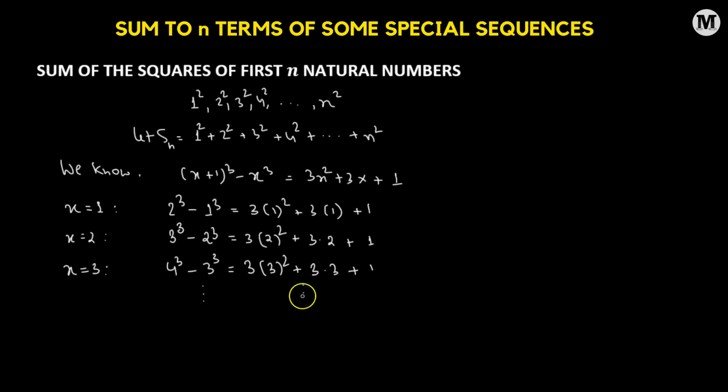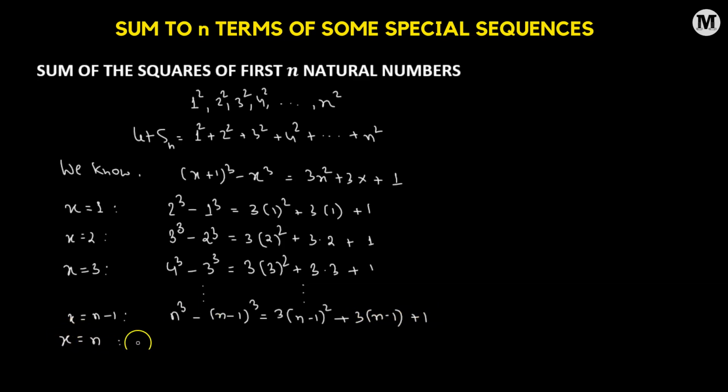So we can continue this. Next, we'll consider x to be equal to n minus 1. When we choose x to be n minus 1, then n minus 1 added to 1 gives us simply n³, minus (n − 1)³. This will be equal to 3 times (n − 1)² added to 3 times (n − 1) plus 1. Now we're going to consider x to be equal to n. That means we now have (n + 1)³ minus n³. This is going to be equal to 3 times n² plus 3n added to 1.